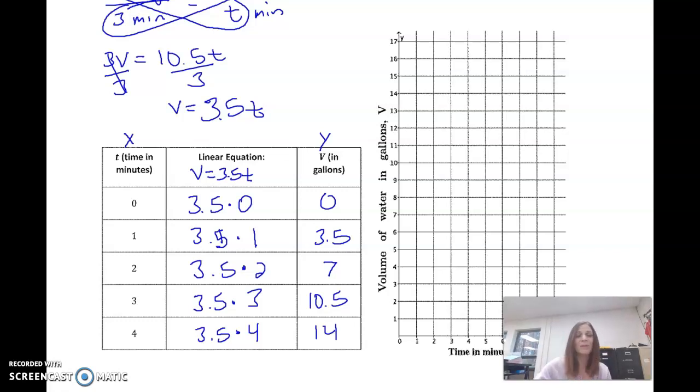And so another way to represent this equation right here is we can do it as a table. We can also do it as a graph. So if I want to plot these points, there's (0, 0). (1, 3.5), it's going to be halfway between the 3 and the 4. (2, 7). And I'm anticipating, because this is proportional, that they're going to lie on a line.